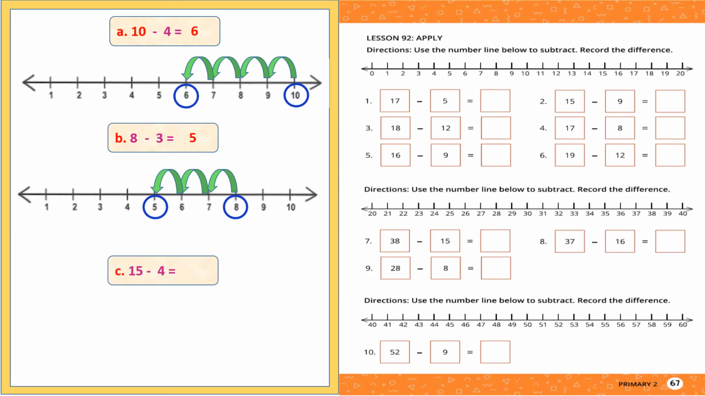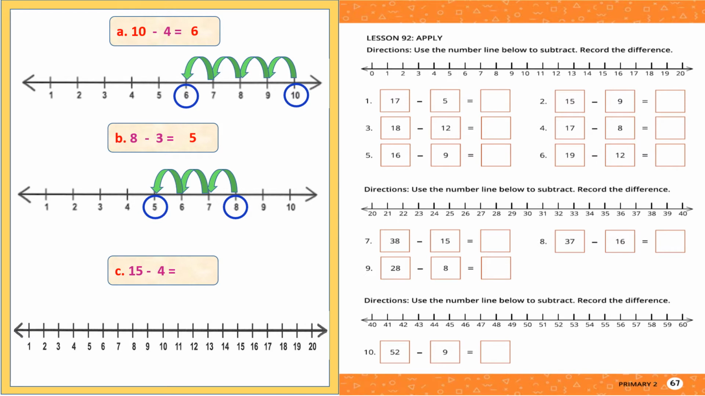The next question is 15 minus 4. 15 minus 4 equals what? Draw the number line. Mark the first number, 15. 15 minus what? 15 minus 4. So we will count back 4 steps to reach 14, 13, 12 and 11. And stop. We stopped at 11. So the result equals 11.